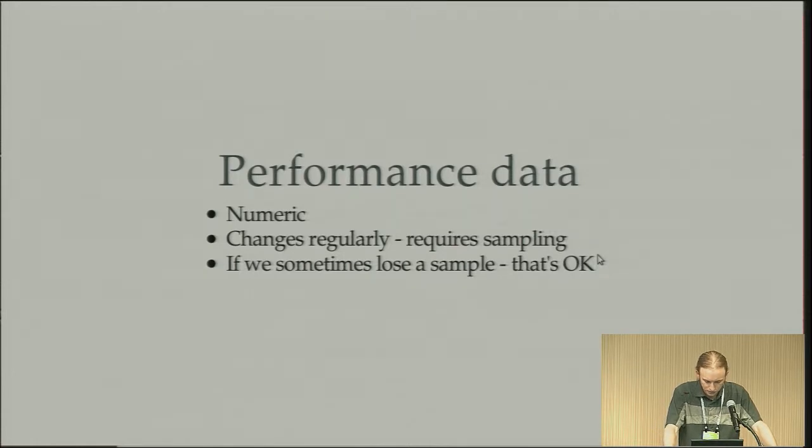So when I talk about performance data, just to kind of formalize what I mean by that, firstly, it's generally numeric, so integers, floats, percentages, that kind of thing. It's something that changes regularly. It's something you want to sample every few seconds. So obvious examples would be CPU usage, network throughput, storage throughput, not things like number of virtual NICs a VM has or an IP address.